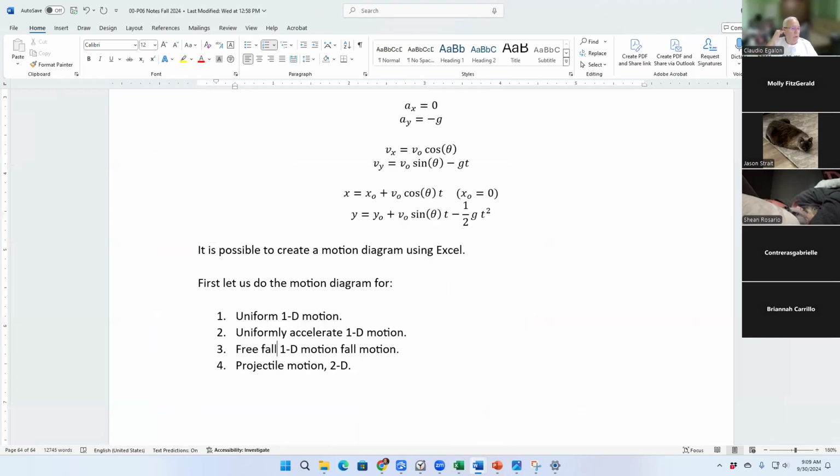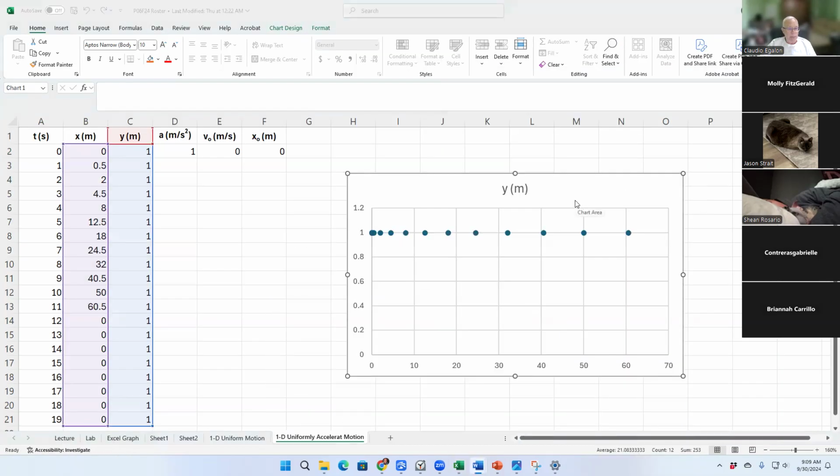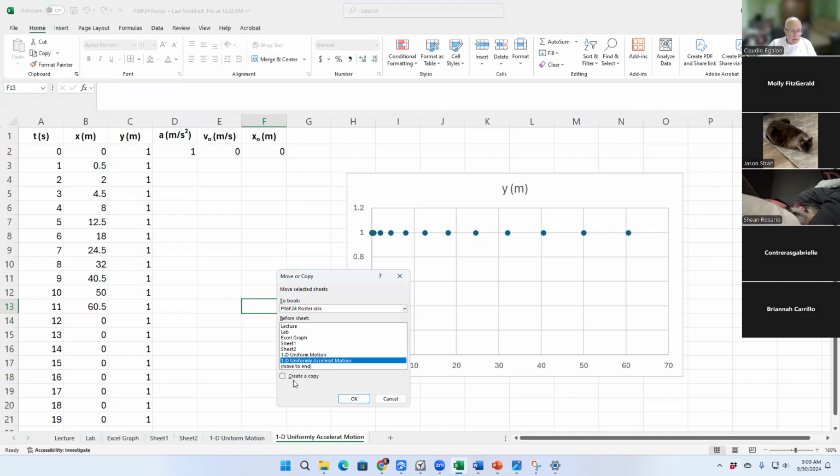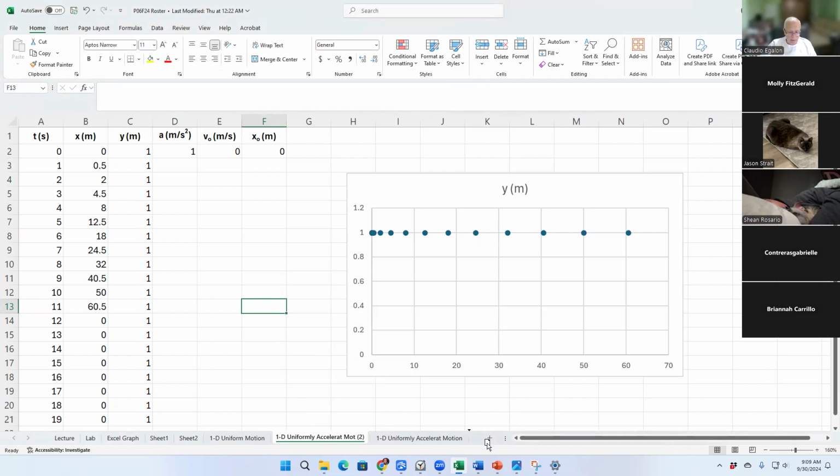1D motion. Because it's going to be a free fall, x is going to be constant and y is going to change, right? Let me copy this one. Free fall motion is one special type of uniformly accelerated motion. 1D free fall.